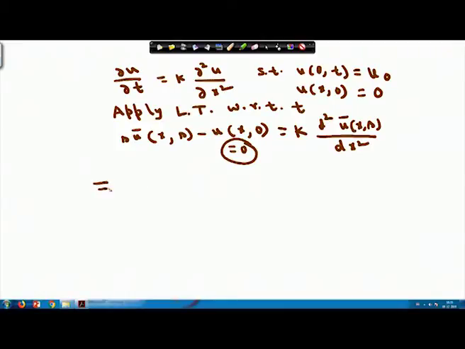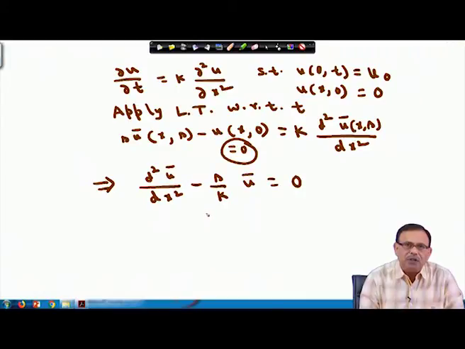Once I put this in, you can write d square u bar by dx square minus s by k u bar equals 0. We got this in the earlier example also. The solution of this ordinary differential equation can be obtained very easily: m square minus s by k equals 0, so m will be plus root s by k and minus root s by k.